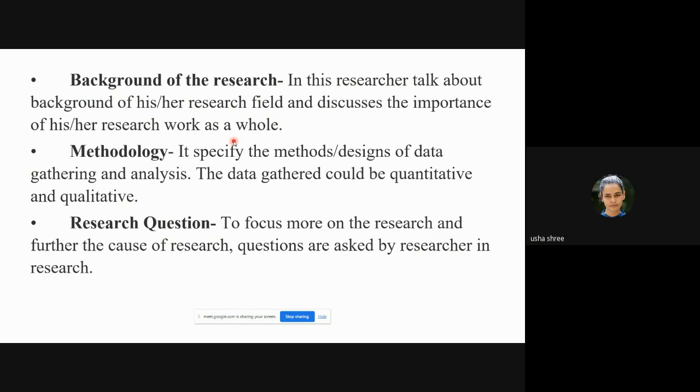In methodology, if it is a quantitative study, sorry, a qualitative study, then we don't.